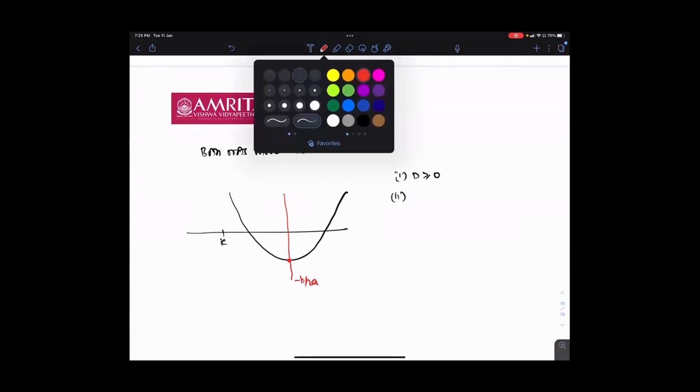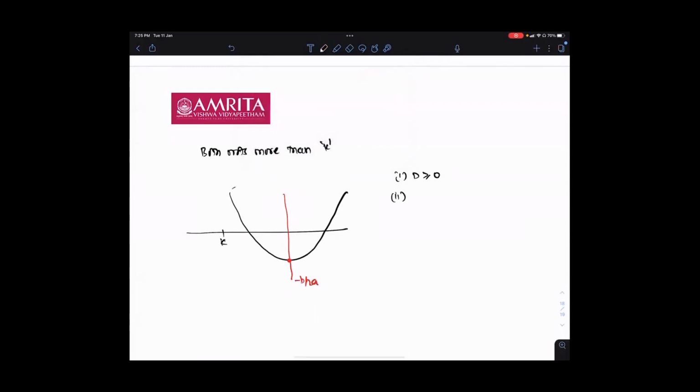Or we can say, forget about the vertex. Since both roots are more than k, for this ax square plus bx plus c, alpha is more than k and beta is more than k. That means alpha plus beta will be more than 2k. Correct? Both are more than k, so the sum will be more than 2k. That is minus b by a will be more than 2k. That is the second condition.